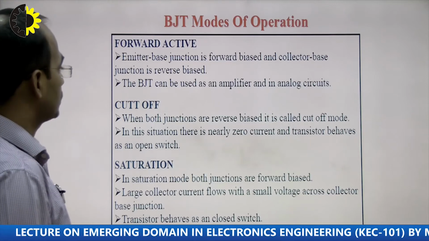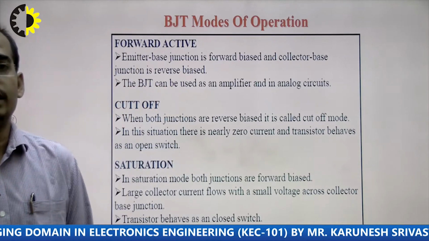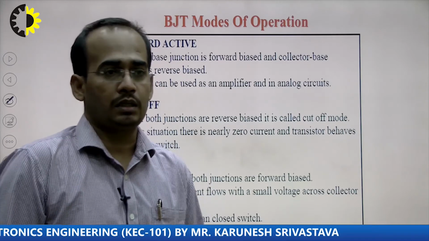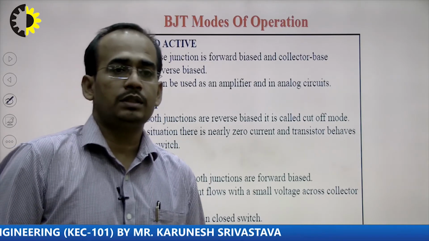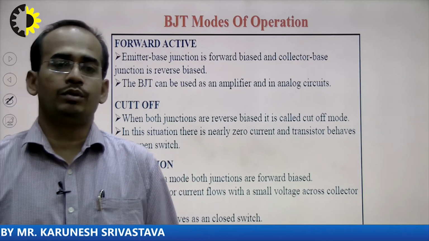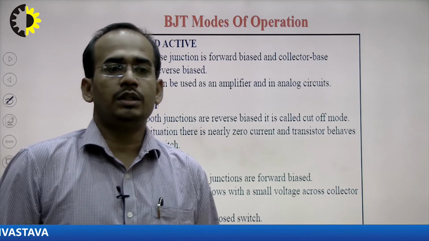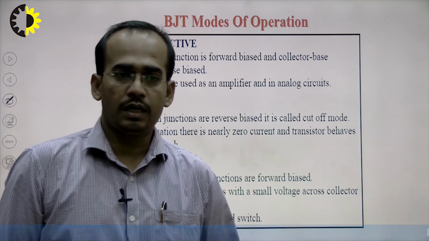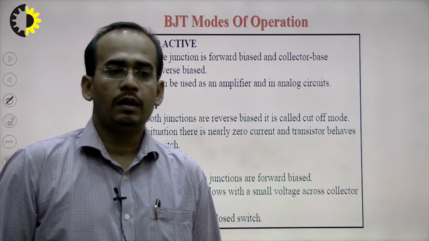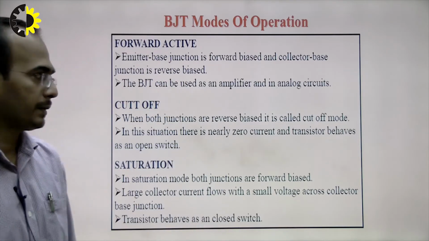So, what are the modes? In forward active mode, the emitter base junction is forward bias and the collector base junction is reverse bias, and the BJT can be used as an amplifier in analog circuits. In the cutoff region, both junctions are reverse bias, zero current flows through the transistor, and it behaves as an open switch. In saturation mode, both junctions are forward bias, a large current flows through the collector, and the transistor behaves as a closed switch.